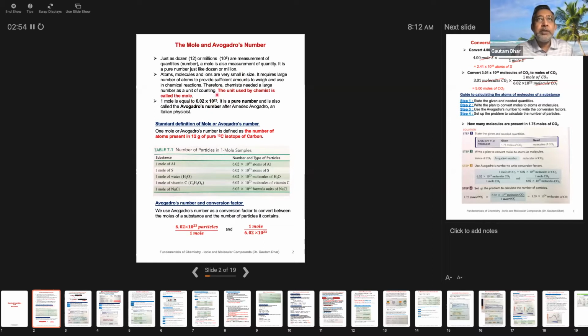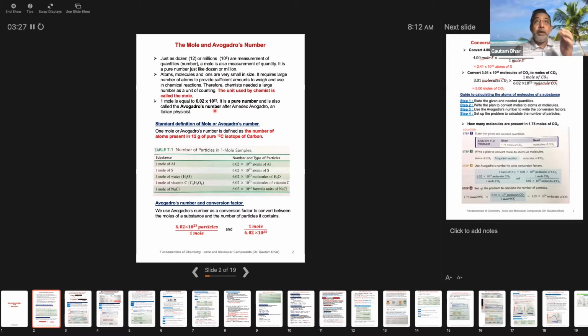Okay, so you have to memorize this number. Now, how did we come to this number, and why such an odd number? That we'll learn later. It has historical importance. It is a pure number and is also called Avogadro's number. So it has several names: it is called the mole, it is called Avogadro's number. Either is fine.